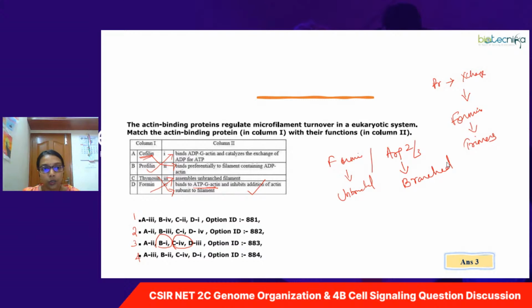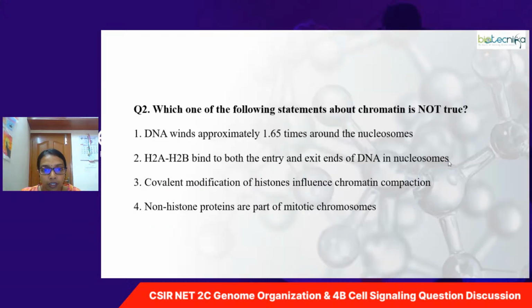So this was the only question which I wanted to ask you from the cytoskeletal system. Let's move on to genome organization. Which one of the following statements about chromatin is not true? DNA winds approximately 1.65 times around the nucleosome. H2A, H2B binds to the entry and exit ends of the DNA in the nucleosome. Covalent modification of histones influences chromatin compaction, and non-histone proteins are part of mitotic chromosomes.